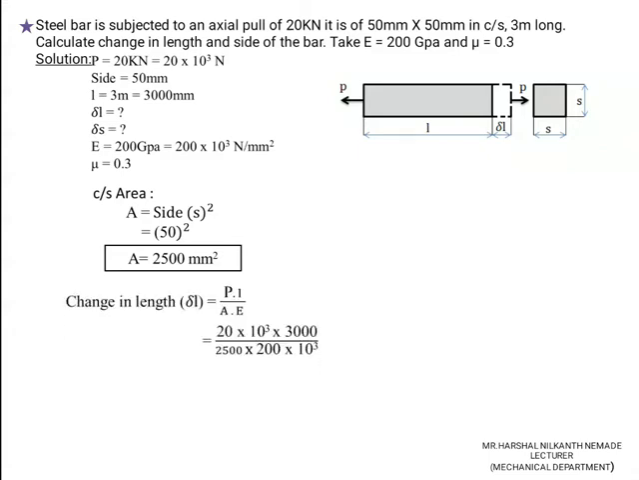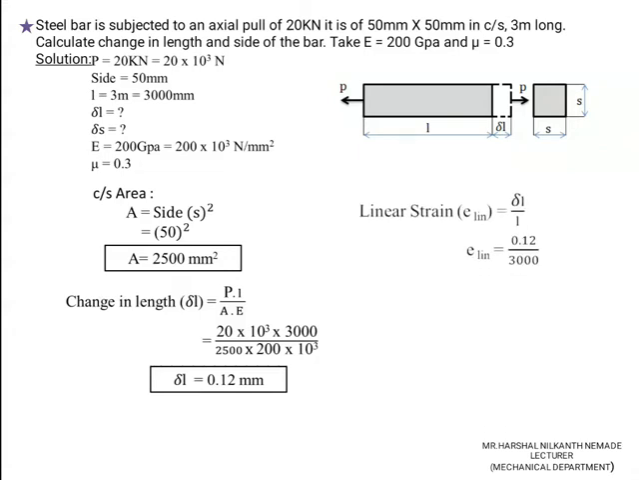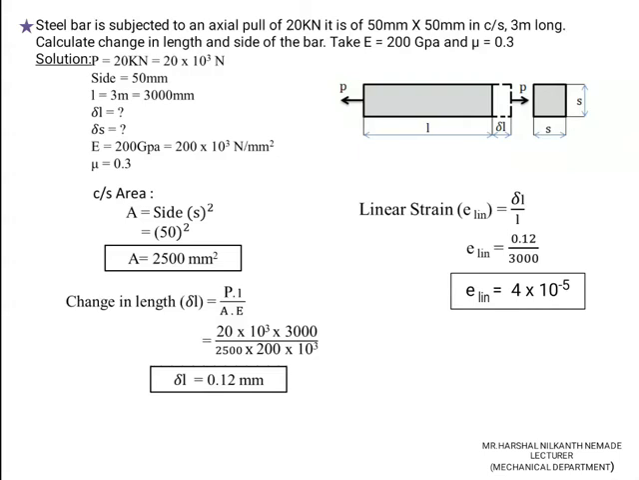After area, I will calculate the change in length. Delta L is equal to, the formula I know, P multiplied by L divided by A multiplied by capital E. P is force, L is original length, A is area, E is Young's modulus of elasticity. Whatever values are there, I will substitute and I will get delta L equal to 0.12 mm. Linear strain, E lin, is equal to delta L upon L. So E lin is equal to 0.12 divided by 3000. E lin I will get as 4 into 10 raised to minus 5.